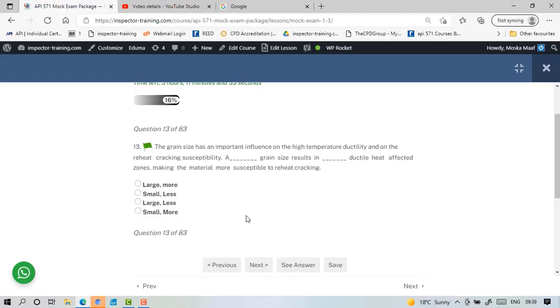The grain size has an important influence on high temperature ductility and on reheat cracking susceptibility. A large grain size can result in more ductile heat affected zones. No, a small grain size results in more ductile heat affected zones.